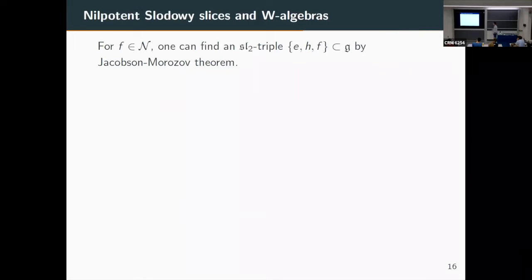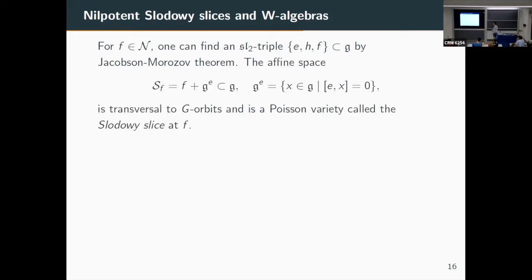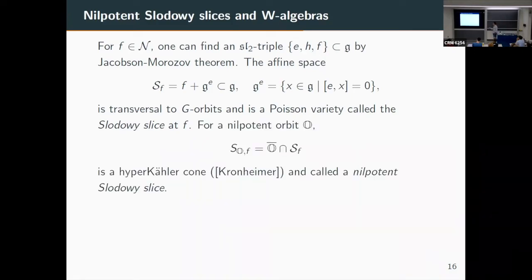Okay, and the other interesting symplectic variety: for any nilpotent element, you can consider the corresponding SL2 triple. And you can consider the corresponding Slodowy slice, which is a transversal slice to the orbit that appeared in Deligne-Cvitanovic and Deligne-Gross. And you can consider the intersection of this Slodowy slice with the nilpotent cone, which is known to be a symplectic variety. And this one is called a nilpotent Slodowy slice.